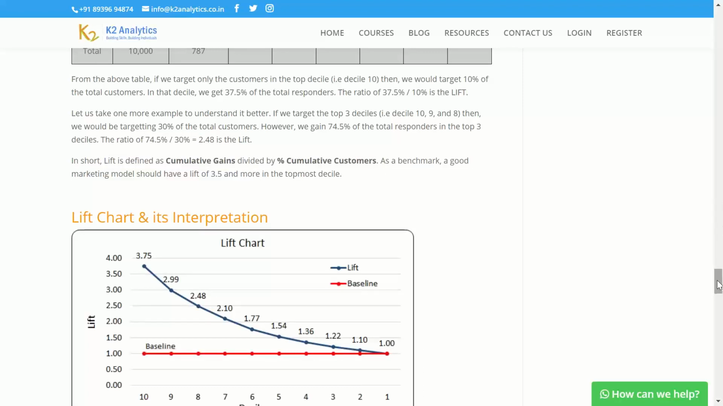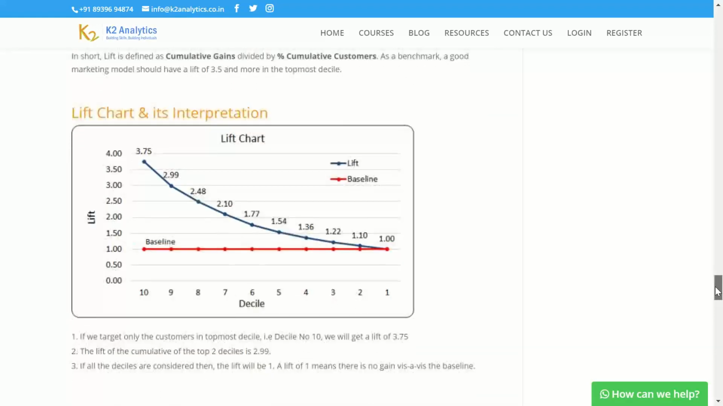We can make a plot of the lift, which is something like this. The red line indicates the baseline, which is whatever is the business as usual success rate, and that is considered as 1. How many times higher you get the conversion with respect to business as usual, that is called lift. And you can see in the plot, lift is moving from 3.75 down to 1.